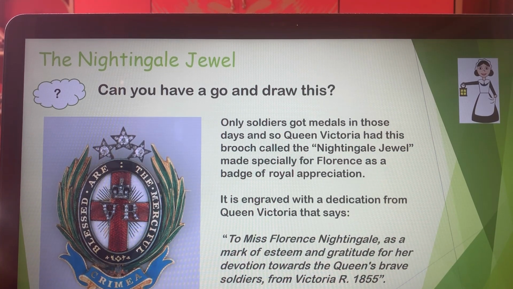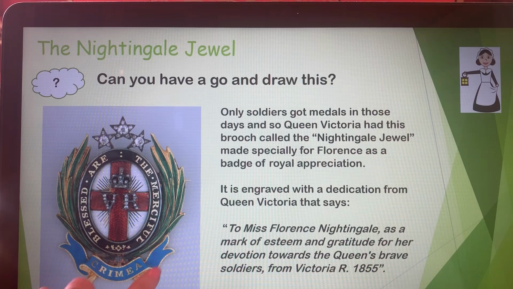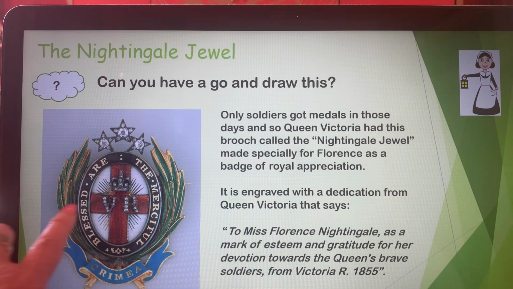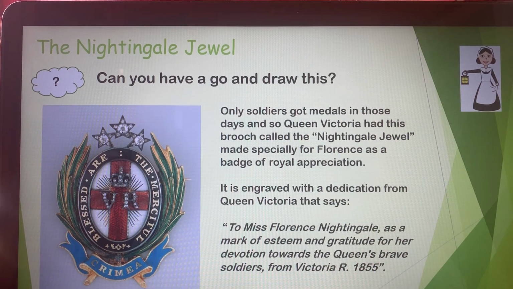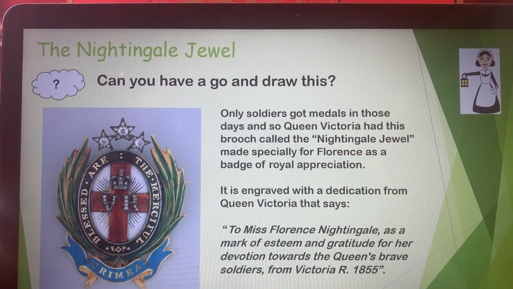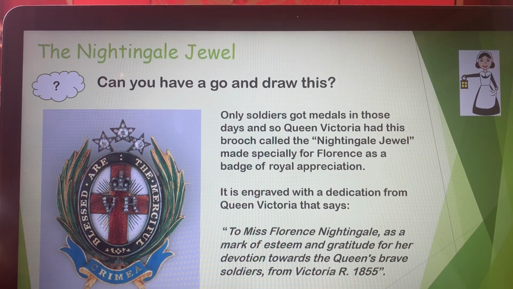So it's got some really good colours and some good patterns on here. Stars and the ribbon and the red and white cross. I think you might be able to guess why it's got a red and white cross as well, might you? Where else might you see a red and white cross? Think about what Florence's job was.